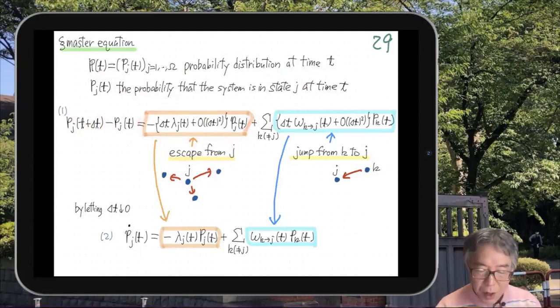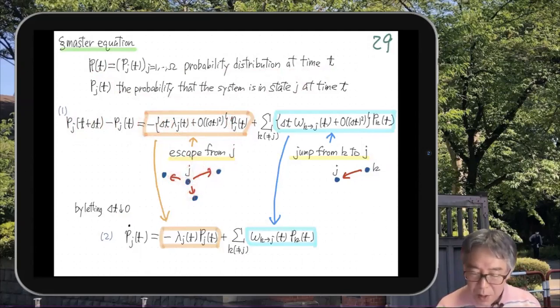First of all, you are at this state j at time t. So you have this probability, and you jump out. And the probability that you go out is proportional to delta t and given by this. And this is a higher order effect. And so this is the contribution from going out.